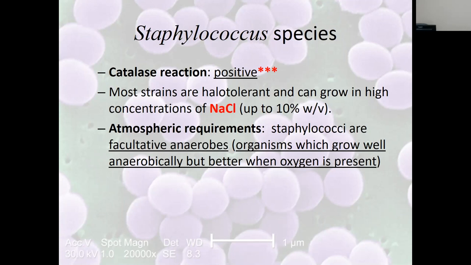Atmospheric requirements, staph are facultative anaerobes. This is a big word for us, big two words. Okay. Facultative, anaerobe, that defined, okay, anaerobe, we kind of know, right? We have anaerobic, aerobic, right? Dealing with oxygen, are we at least there? We're good with that, okay? But facultative kind of changes the narrative a little bit. So these are organisms which grow well anaerobically, but better when oxygen is present, okay? So they're kind of tweaking a little bit. They're not anaerobic, period, which means they can only grow without oxygen, right? They're facultative, which means they can grow anaerobically, but they grow better when you put them in an oxygen environment.